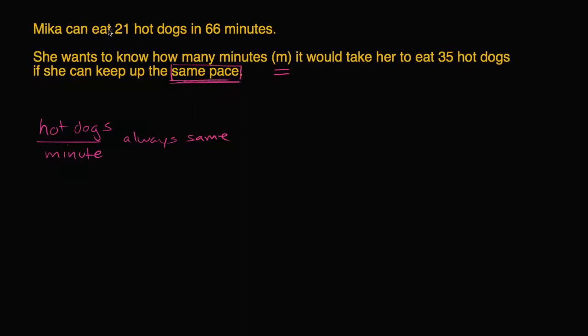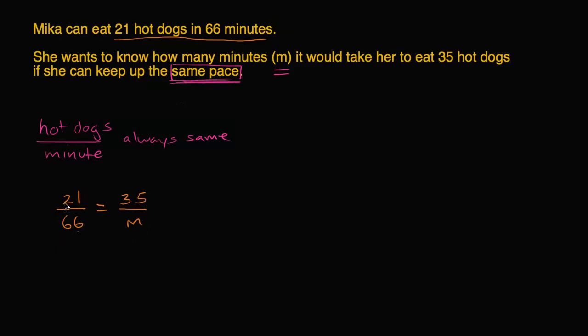So it tells us that she can eat 21 hot dogs in 66 minutes. So her hot dogs per minute, at least up here, is 21 hot dogs in 66 minutes. Well, if her pace is always going to be the same, this ratio over here is going to be the ratio between 35 hot dogs and however long it takes her to eat 35 hot dogs. So once again, hot dogs per minute has to be a constant because it's going to be the same pace.